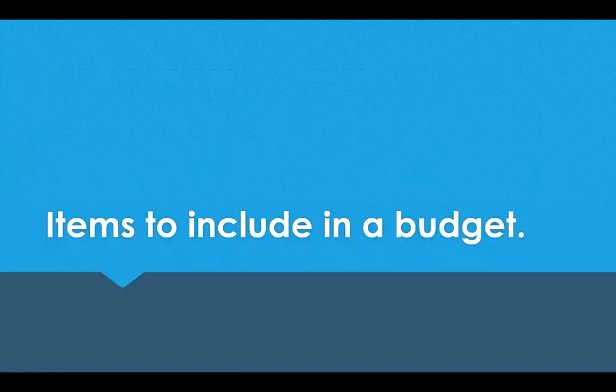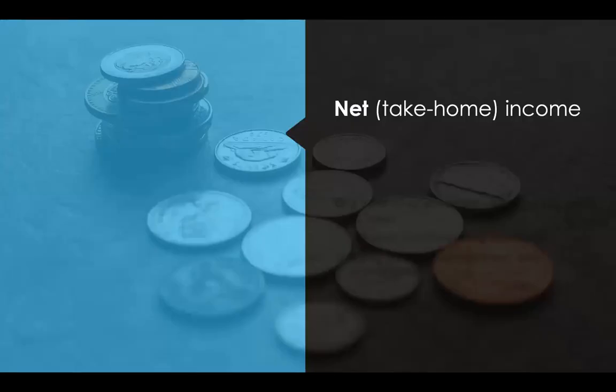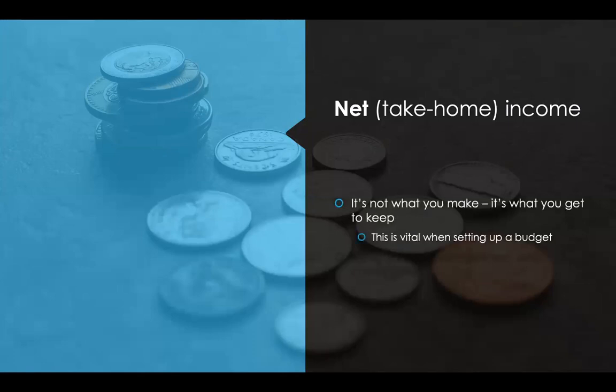So let's talk about items to include in a budget. The first step, and this is a really important one, is including your net take-home income, your net income. It's not your gross. It's not what you make. It's what you get to keep at the end of the day. And this is really important when setting up your budget from the get-go.